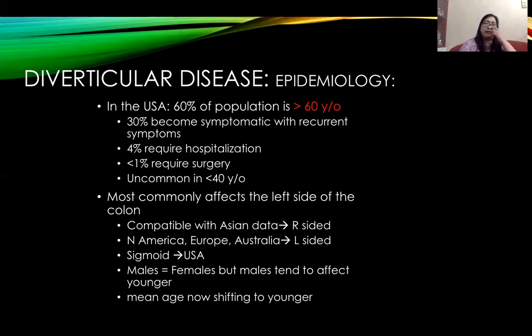This commonly affects the left side of your colon. Among Asians, they said that most will develop diverticulosis at the right side of the colon, while among North Americans, Europeans, and Australians, the most commonly affected is your left side. The sigmoid colon is commonly seen among patients who are Americans or from the US.